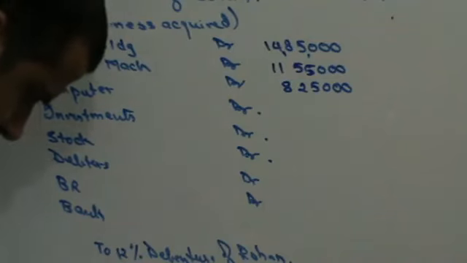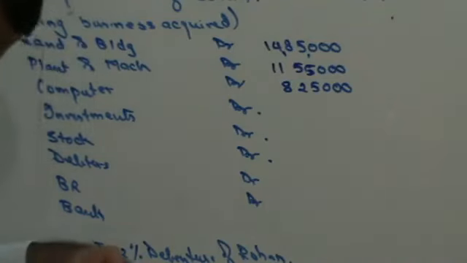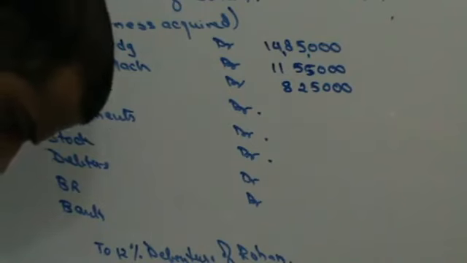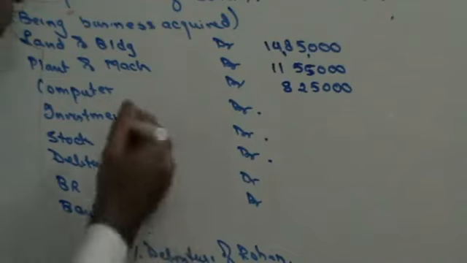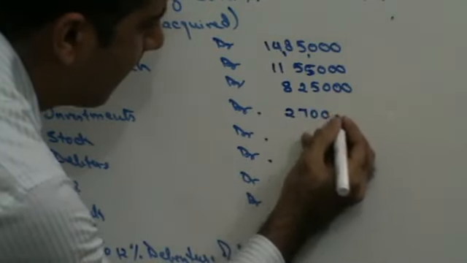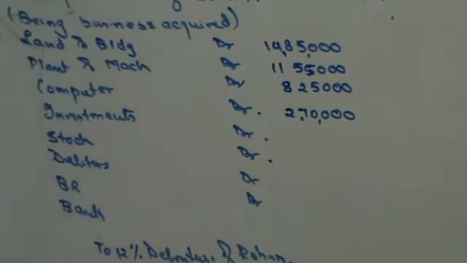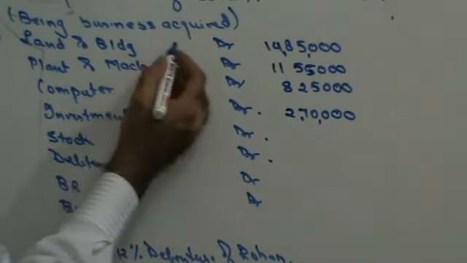Now they are saying that investments and debtors at 90% of the book value. So investments is 3 lakhs. That means 30,000 less. 2,70,000. Right? So this is this.